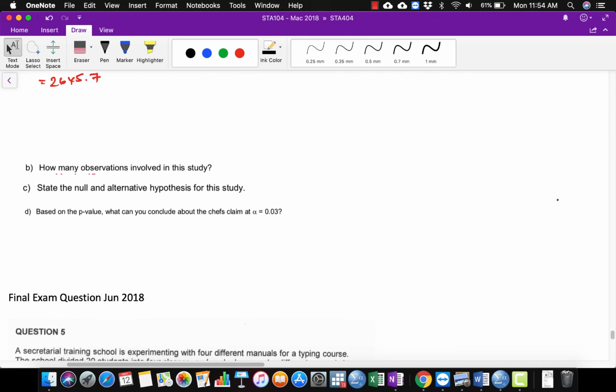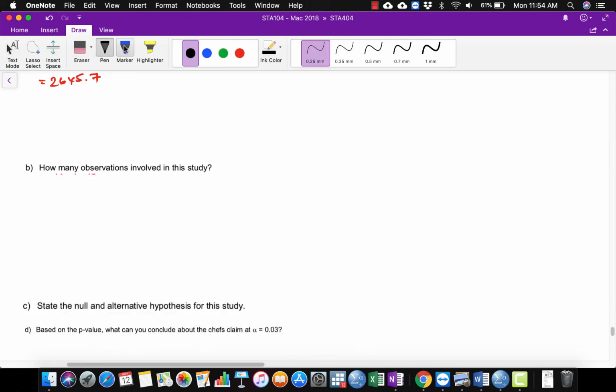So the next question is easy to answer. How many observations are involved? n minus 1 is equal to 15 minus 1, equal to 14. Sorry, this is the degree of freedom. So how many observations are involved? It's straightforward, 15, right?